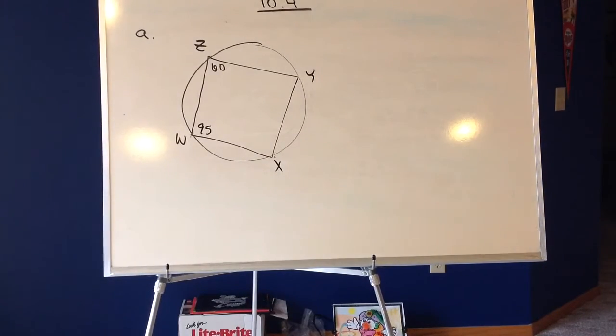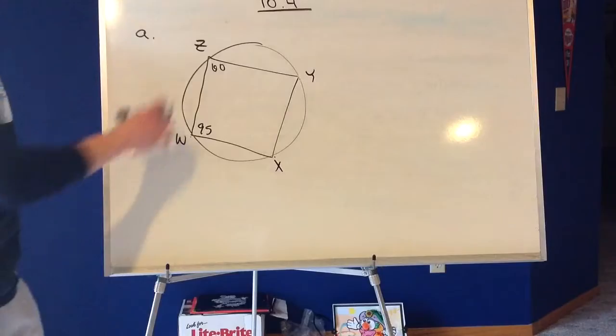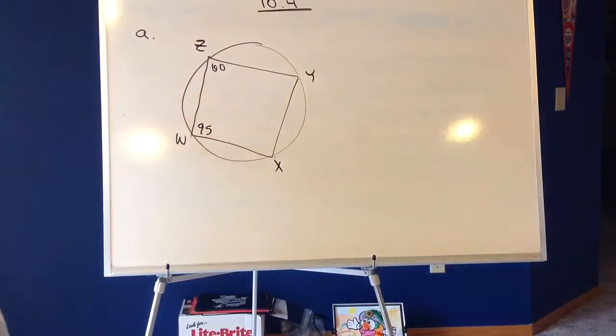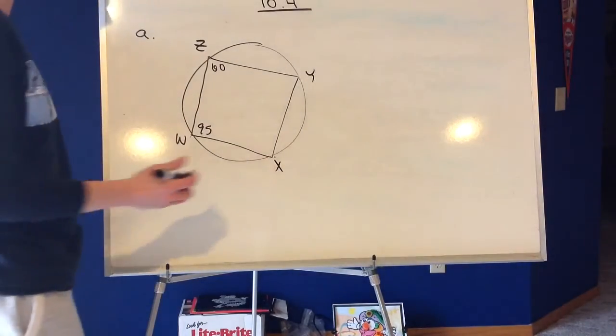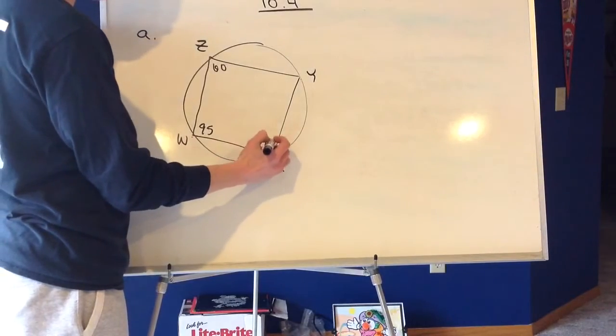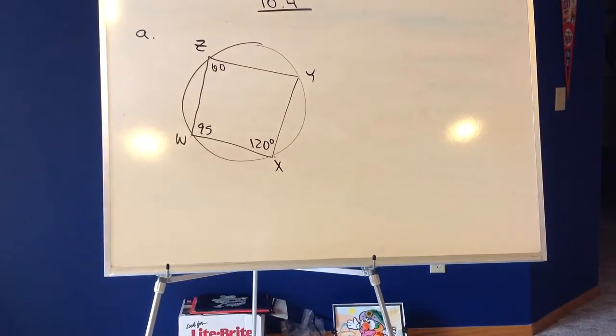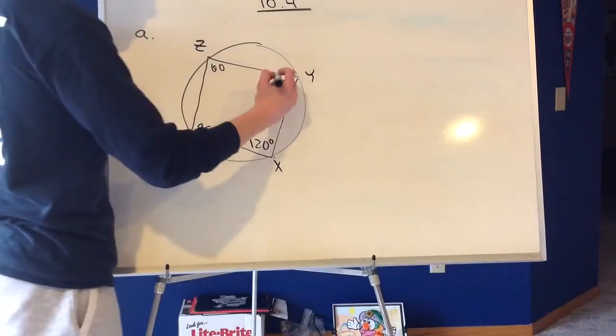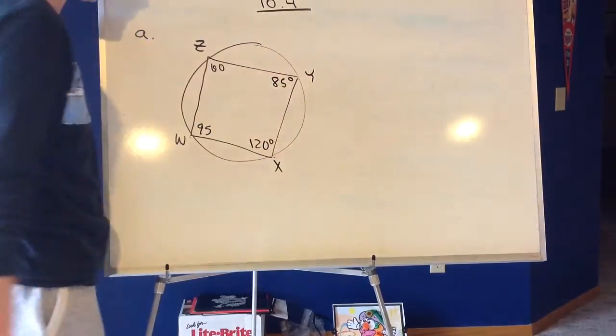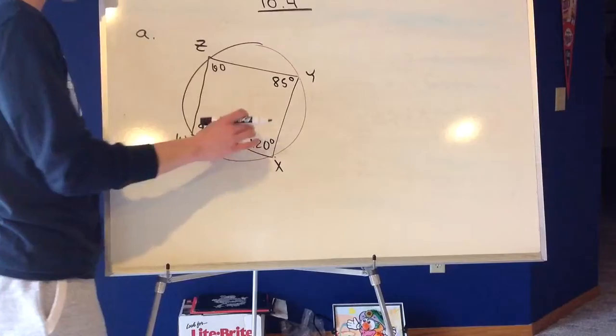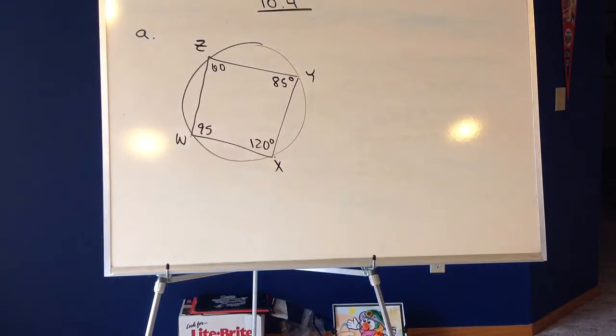Again, you want to look at the opposite angles. Z and X are opposite each other, which means they need to be supplementary. That means my X has to equal 120 degrees, because they have to be 180 together. W and Y are also opposite angles, which makes them supplementary, so Y must be 85. Again, opposite ones are supplementary, so we can set them equal to 180.